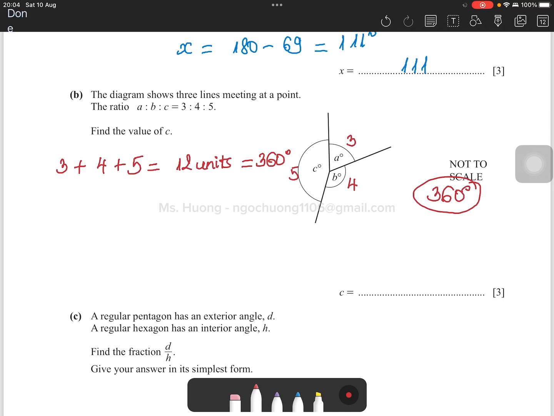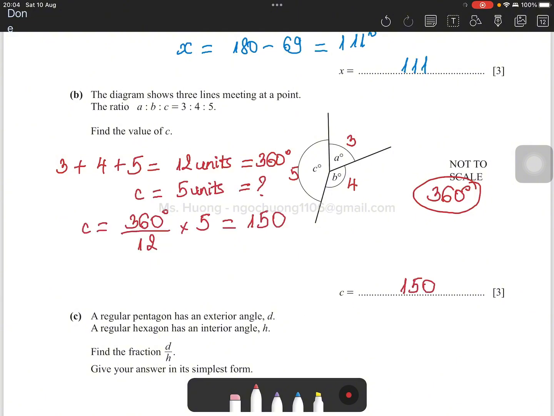And then we want to find the value of C. C corresponds to 5 units. So to do that, we will divide 360 by 12 to find the value of 1 unit, and then we multiply that value by 5 units. So the answer is 150. Then C is equal to 150 degrees.